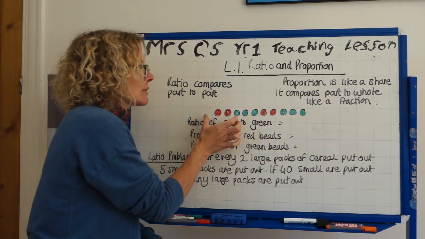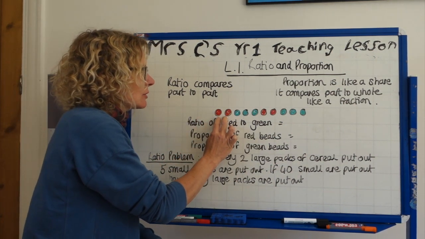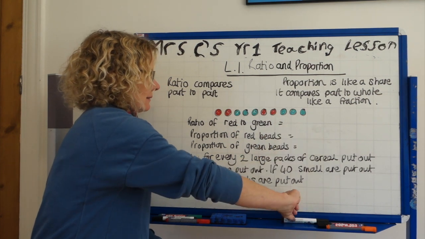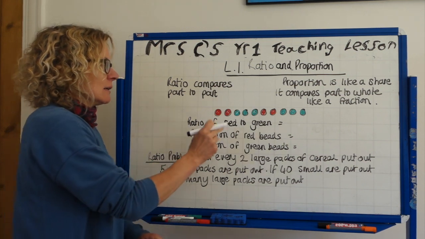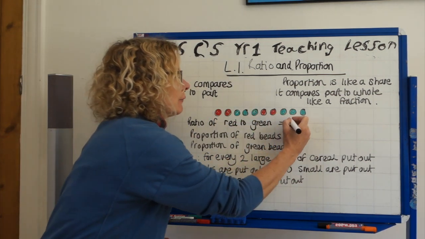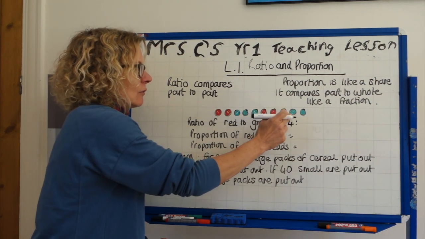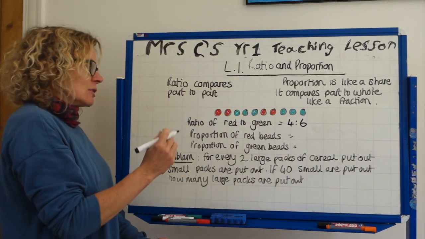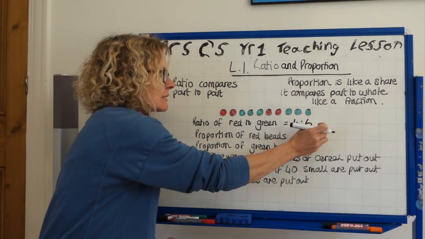So let's go through this with this pattern of beads, okay? So how many beads have we got altogether? 2, 4, 6, 8, 10. So 10 beads. 4 of them are red. So red to green: 4 are red and 1, 2, 3, 4, 5, 6, of course, are green. So the ratio of red to green is 4 to 6.